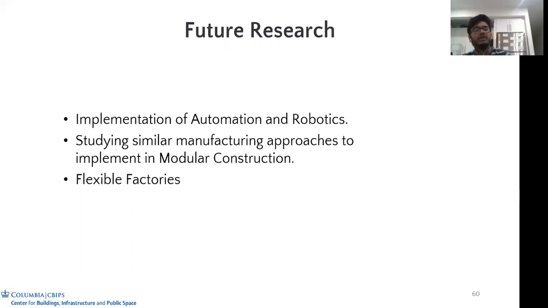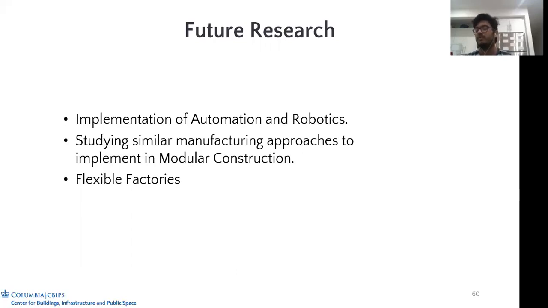The second thing we can look into is studying similar manufacturing approaches for implementation in modular construction. Shipbuilding and aircraft building are also done with a similar approach, where there's a moving line assembly and the whole product is moved along the assembly line where different processes are done on it. The modular construction assembly line is very similar to what aircraft manufacturers and shipbuilders use.